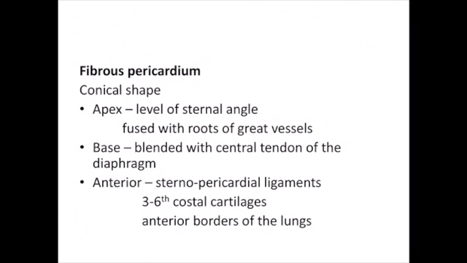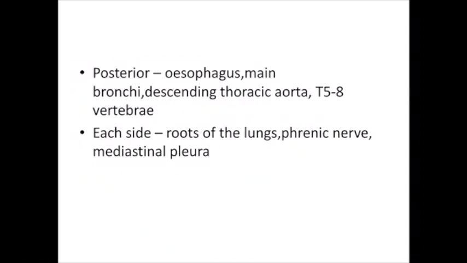Anteriorly, pericardium is related to sternopericardial ligaments, third to sixth costal cartilages, and also anterior borders of the lung. Posteriorly, pericardium is related to esophagus, main bronchi, descending thoracic aorta, and T5 to T8 vertebrae. On each side, there are roots of lungs and phrenic nerves.